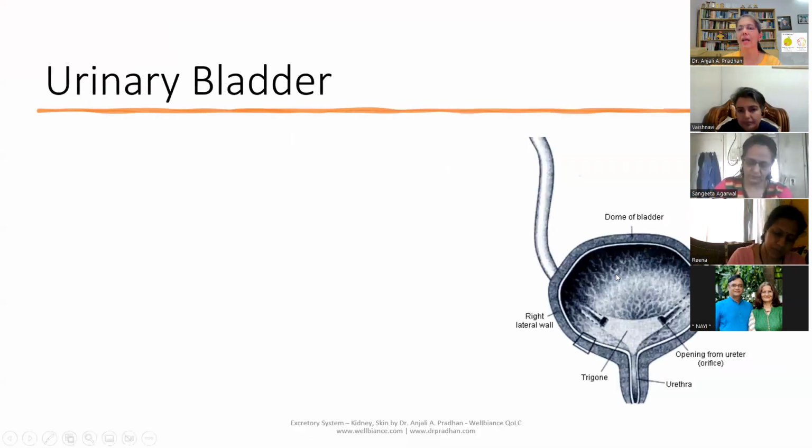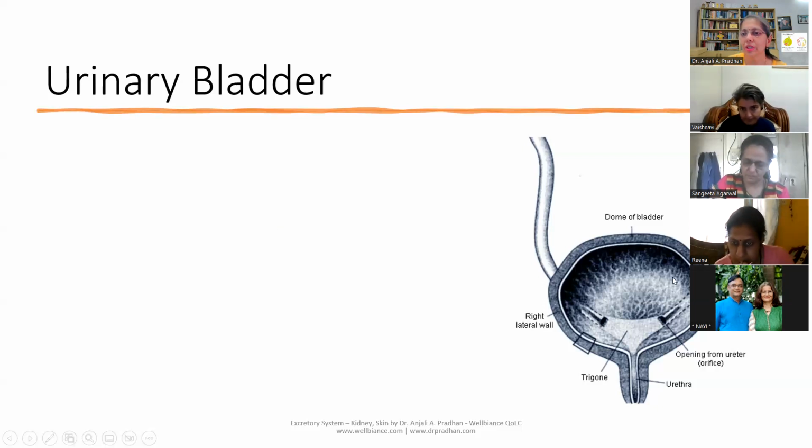Can you see this image? See, these are the ureters. This is the ureter. It is opening here in the bladder, on the posterior wall. And at the lower portion of this posterior wall, there is a triangular shape. This is called the trigone. If you remember this, fine; if not, it is okay. Just remember that it opens into the posterior wall of the bladder, at the lower part.